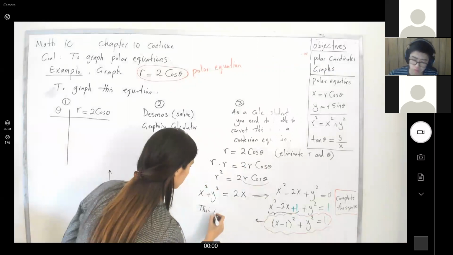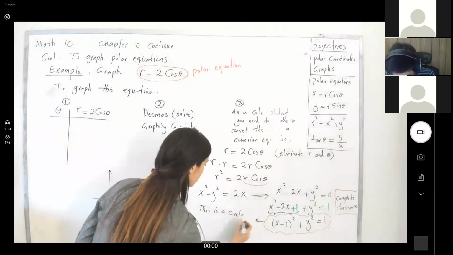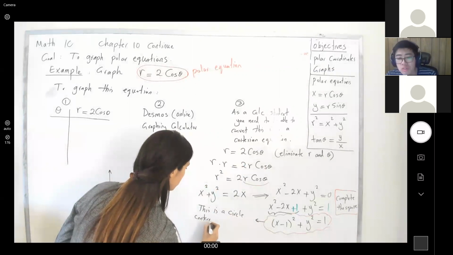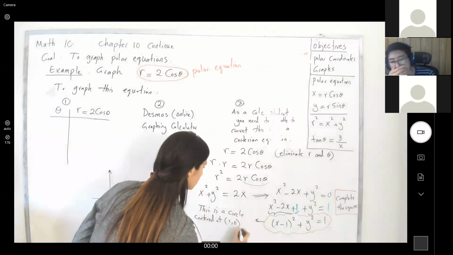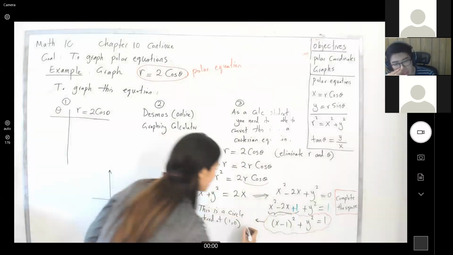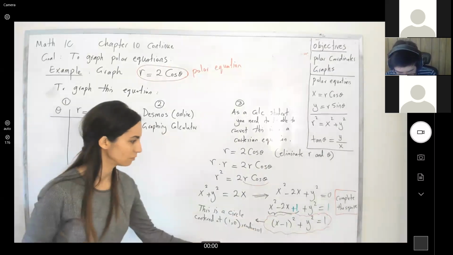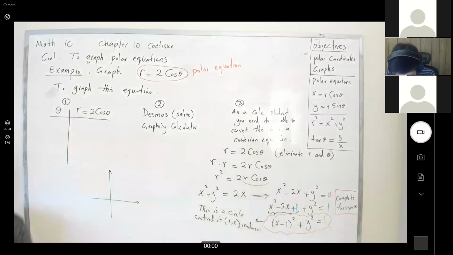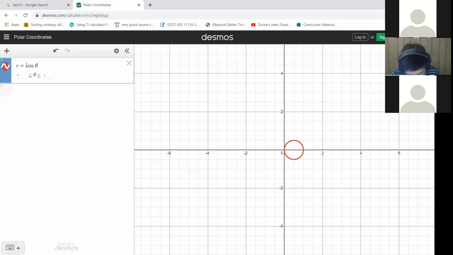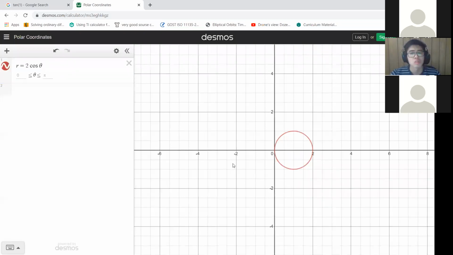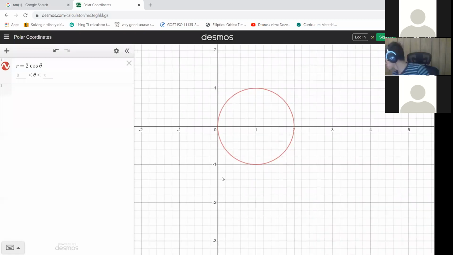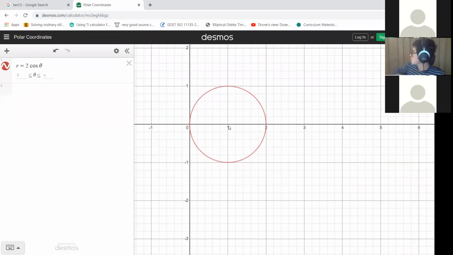This is a circle centered at (1, 0) with radius 1. Let us take a look at the graph in Desmos. So r is equal to 2 cosine theta. As you can see, here you have a circle centered at (1, 0) with radius 1.